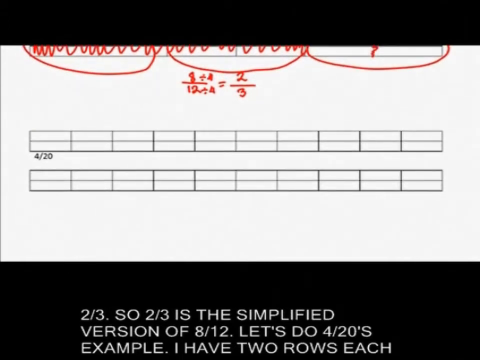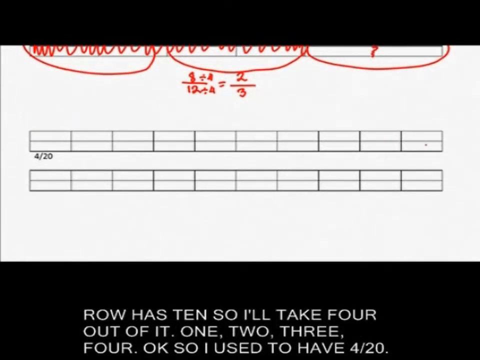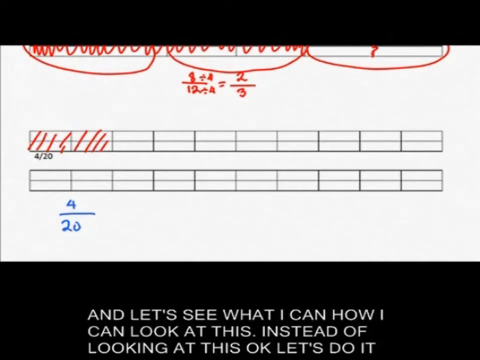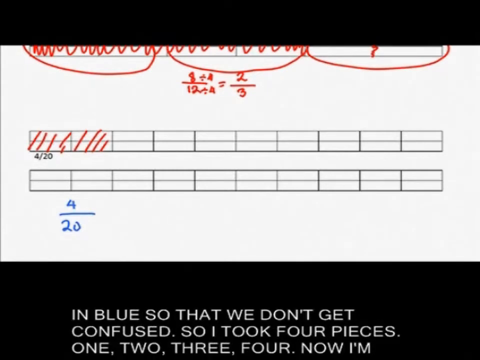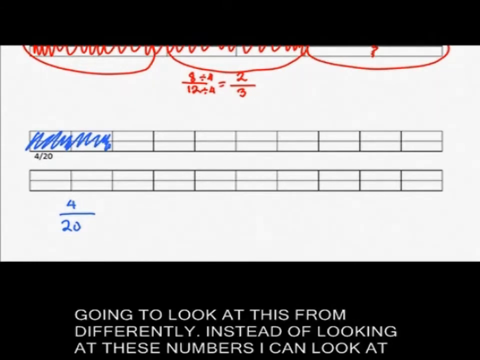Let's do a 4/20th example. I have 2 rows. Each row has 10. So I'll take 4 out of it. 1, 2, 3, 4. Okay, so I used to have 4/20th. And let's see how I can look at this. Let's do it in blue so that we don't get confused. So I took 4 pieces. 1, 2, 3, 4.